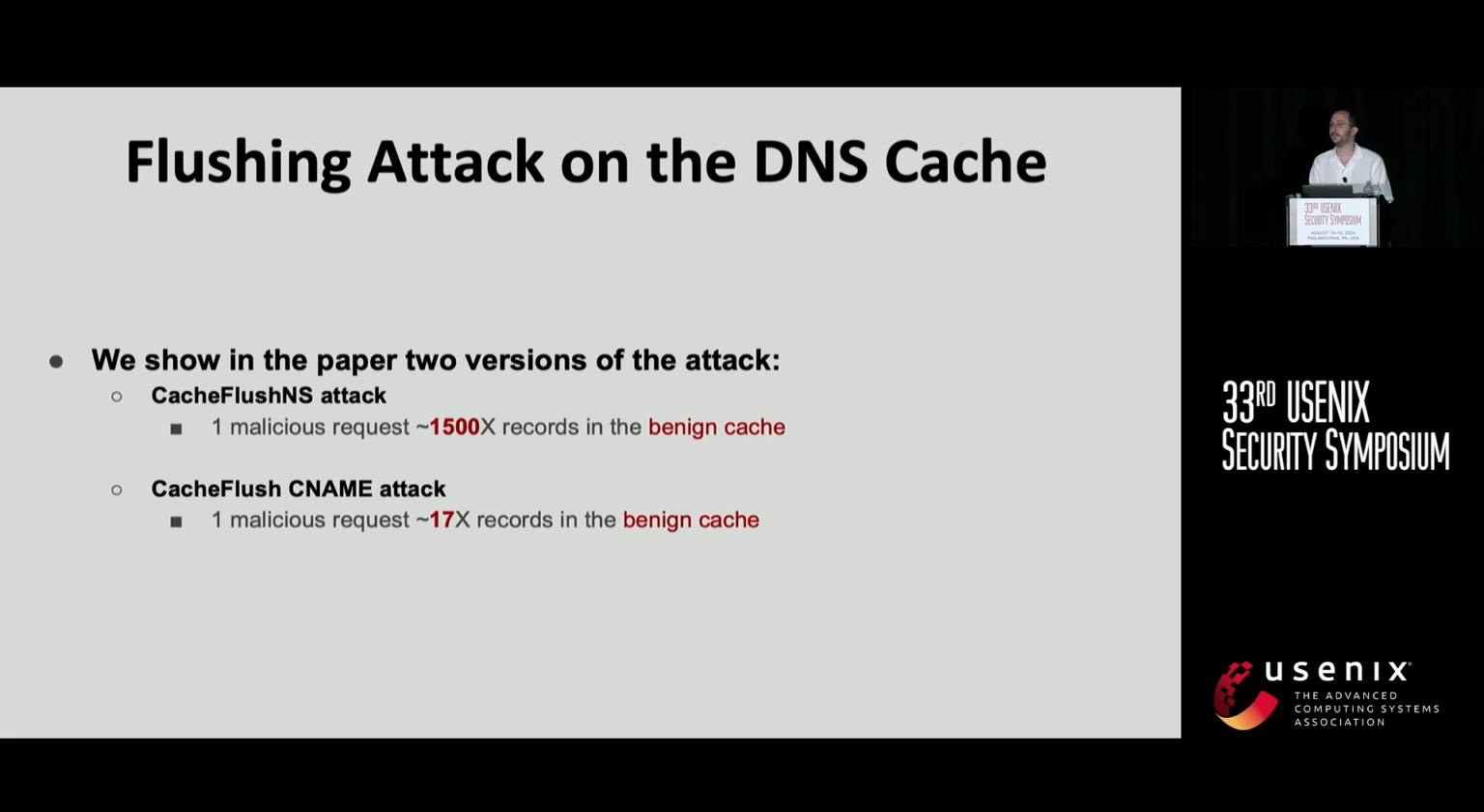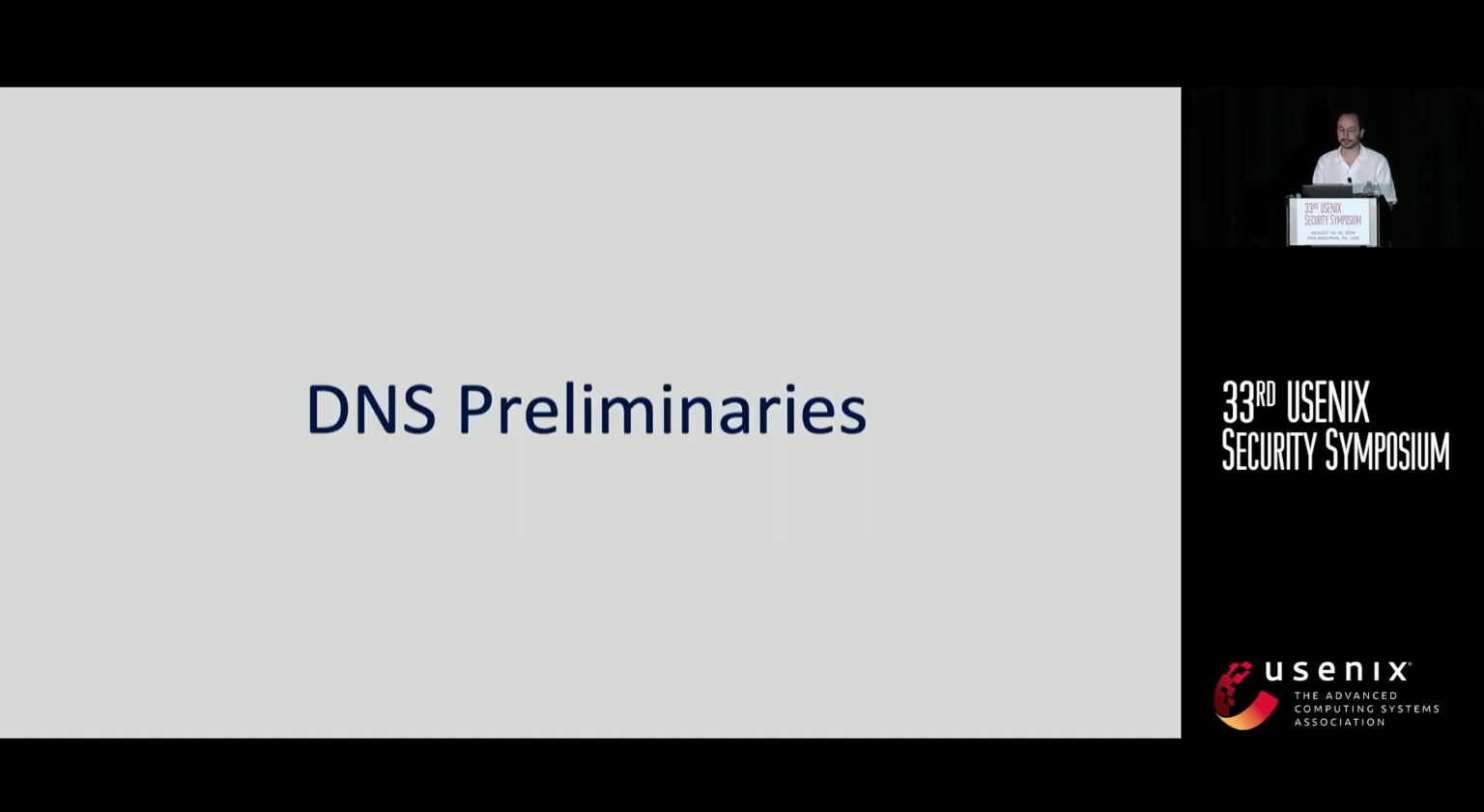In our paper, we present two versions of the attack, CacheFlush and CNAME. In the CacheFlush attack, one malicious request creates 1,500 records in the benign cache, and the CNAME attack creates 17 records in the benign cache. In this talk, I will present only the first one.